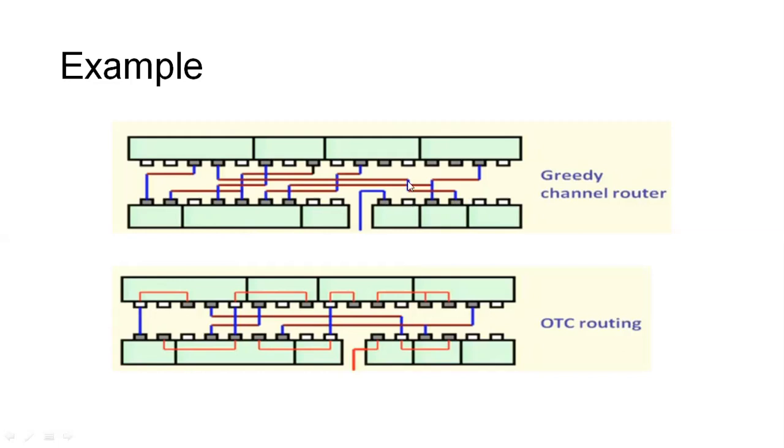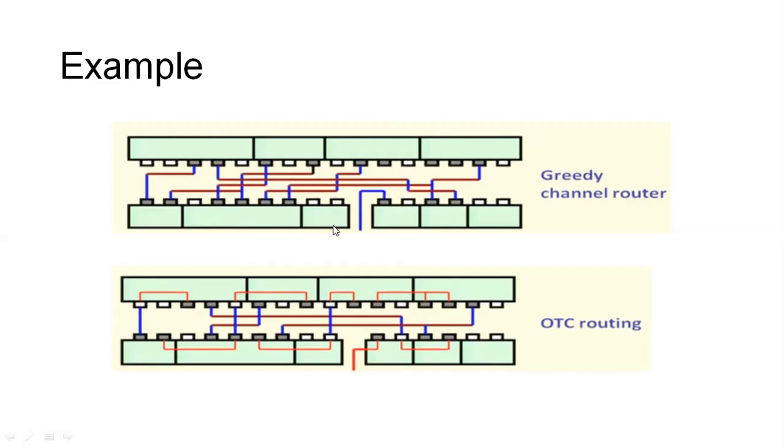So what I can do is, instead of doing a dog leg here, from here I will directly connect here, and from here I will do the over the cell routing. See, so the congestion is removed. It is so congested here; here the congestion is removed.